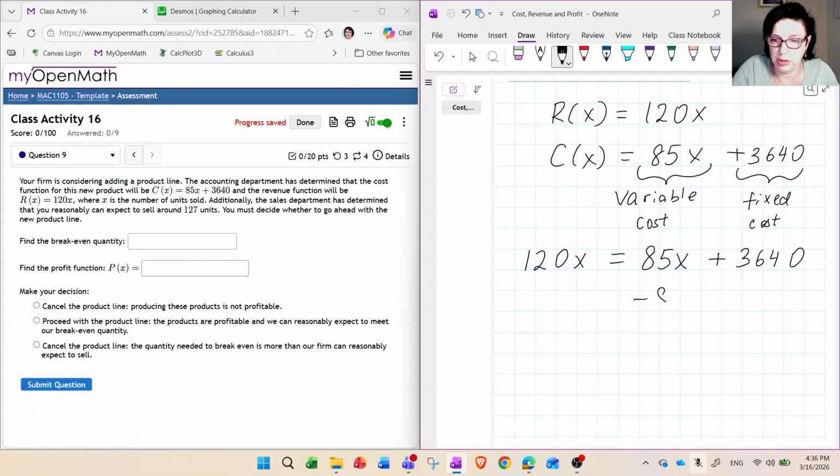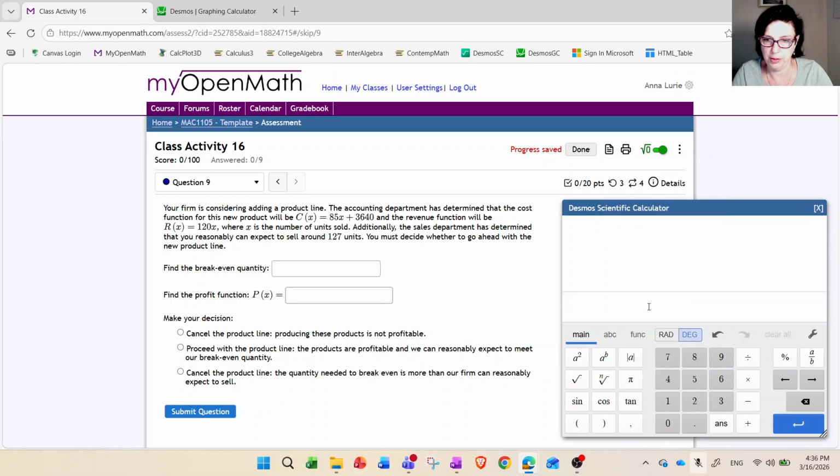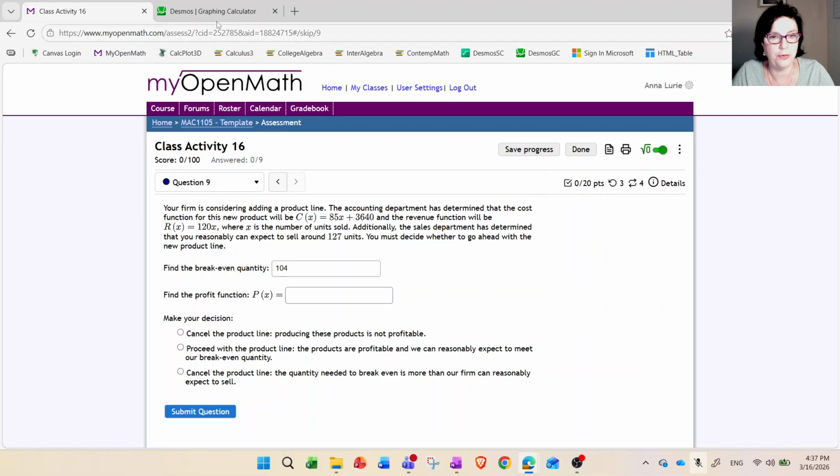Okay, so the first step, I'm going to subtract 85X from both sides. And that's going to give me, I think that's 5, this is 11, 35X equal, now on this side, this is going to cancel so that you're just going to get 3,640. Finally, because remember the default operation is multiplication, we are just going to divide both sides by 35. So let's see. If I were to just open a calculator, take that fixed cost and divide it by the difference, which is 35. That gives me 104.